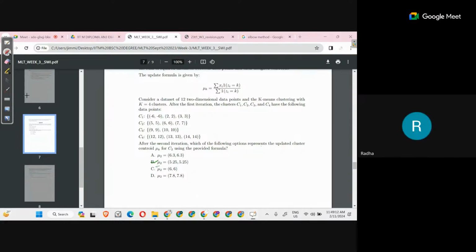After the second iteration, which of the following options represents the updated cluster centroid for C2? So the cluster centroid for C2 you calculated as 6, 6, right? Currently it is 6, 6 in the first iteration. After it moves out, 3 will come to this C2. Then we have to calculate after the second iteration.